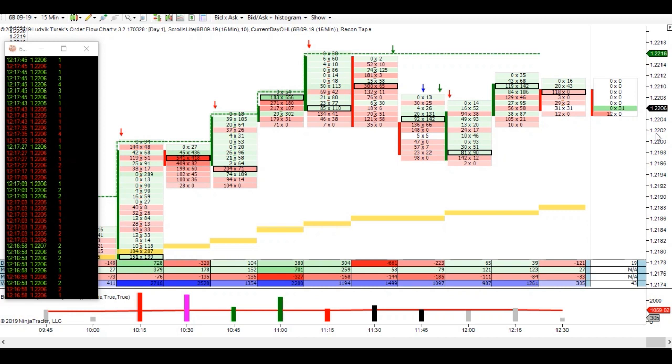So in this video, I mainly want to speak of the anatomy of a reversal while assessing the footprint charts, or while performing order flow analysis. It's just a simple video that I want to share with you.